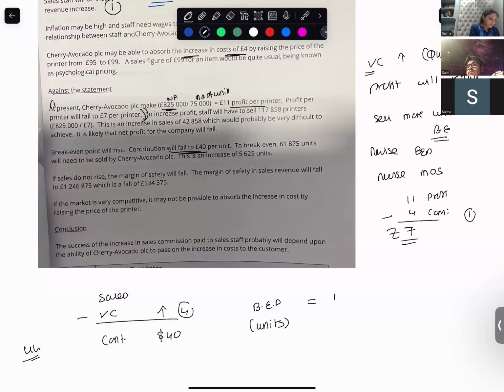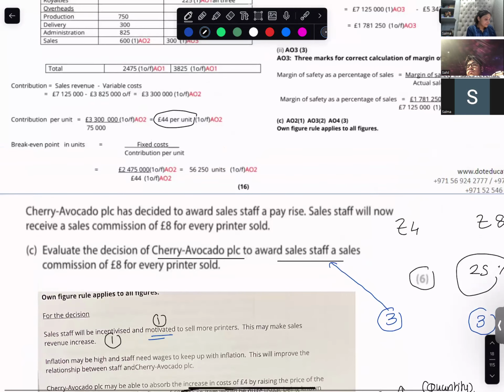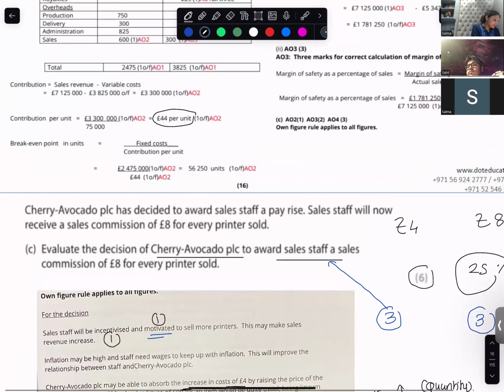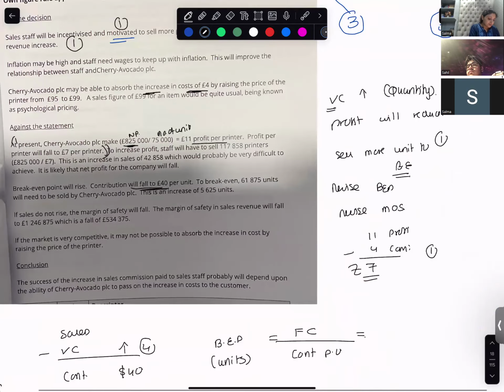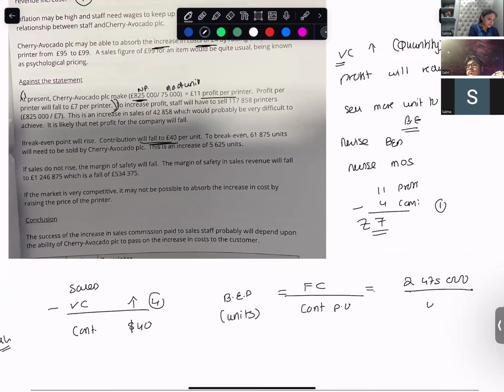So the break-even point in units will be fixed cost upon the contribution per unit. Can you tell me the fixed cost that we had? 2,475,000. The contribution per unit would become 40. So my new break-even point will be how much? Can you please calculate? This is 61,875.